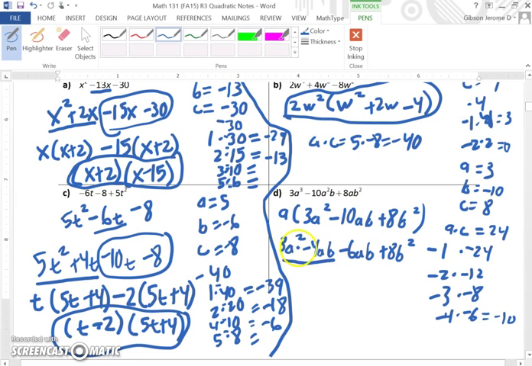Now we group these first two terms here. The only thing they have in common is a. So this will leave us 3a minus 4b. Now we group the second two terms here. Negative 6ab and positive 8b squared, they both have a negative 2b as their greatest common factor. So this will leave us 3a minus 4b in parentheses.